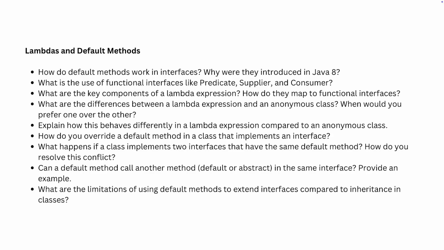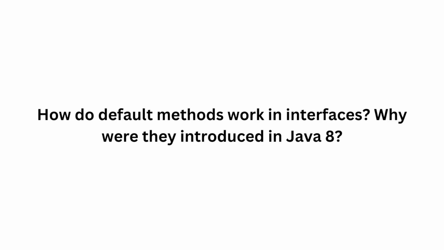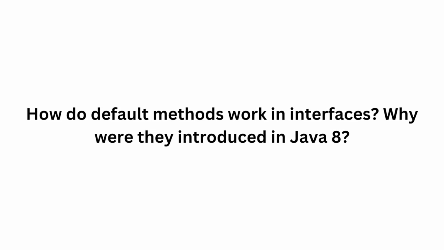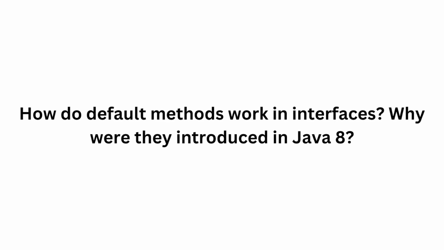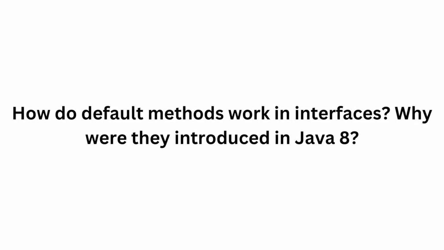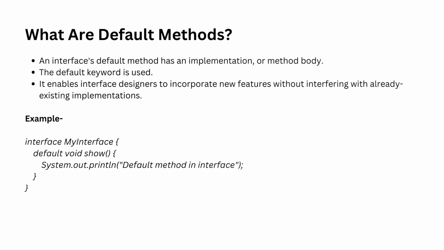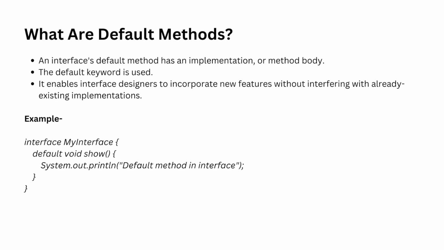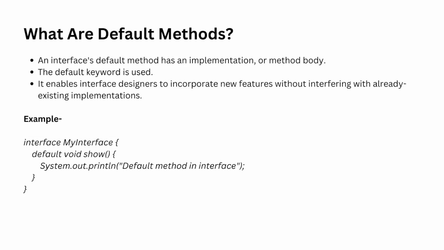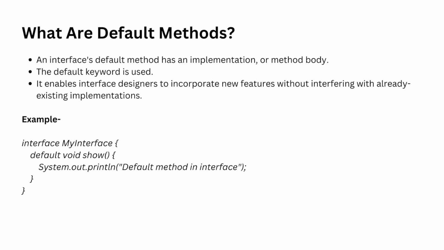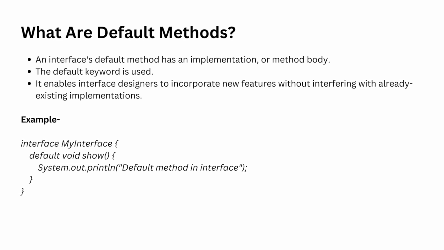We have roughly talked about it, but let's talk about more advanced topics. The first question is, how do default methods work in interfaces? Why were they introduced in Java 8? As we already know, these are some of the new functionality added in Java 8. Along with this, we also got static methods in interfaces. Default methods provide you new functionality to interfaces without breaking existing implementations. A default method is a method in an interface that has a default implementation and you declare it using the default keyword.